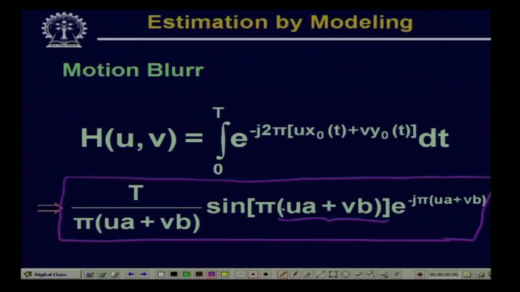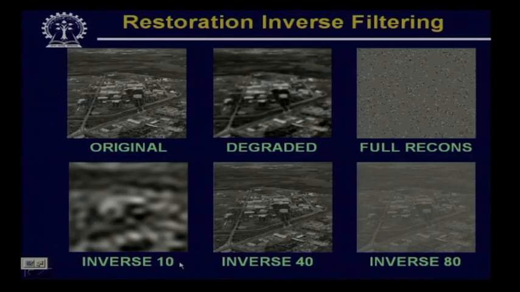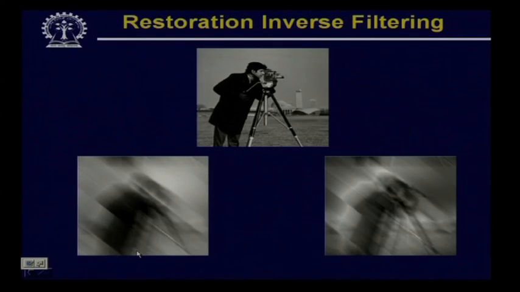So, for any integer value of u a plus v b, the corresponding component h(u,v) will be equal to 0. And for nearly integer values of this u a plus v b term, h(u,v) is going to be very, very low. So, about direct inverse filtering, when we divide g(u,v) by h(u,v) to get the Fourier transformation of the reconstructed image, wherever h(u,v) is very low, near about 0, the corresponding f(u,v) term will be abnormally high.